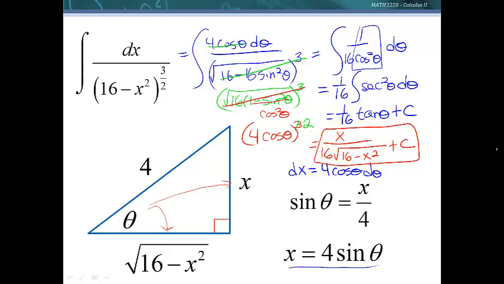So that is how trig substitution works. It enabled us to evaluate this integral that we didn't know how to evaluate otherwise. Now there's a couple other forms in integrals that trig substitution will work nicely for.